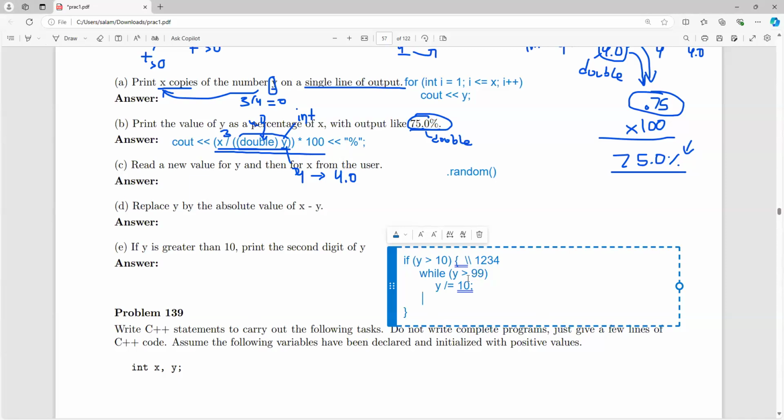While it's greater than 2 digits, we just chop off the last digit, and afterwards, assuming at this line right here, it is now at least 2 digits. Let's print out cout y mod 10. Anyways, but yeah, this is pretty much it.